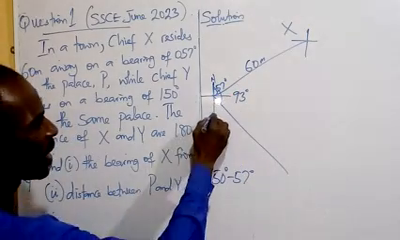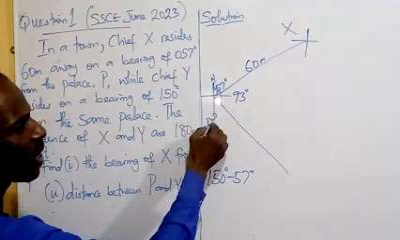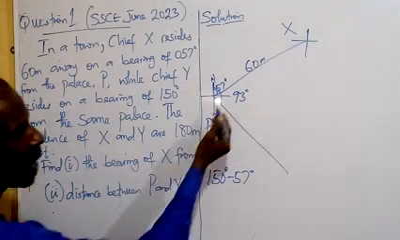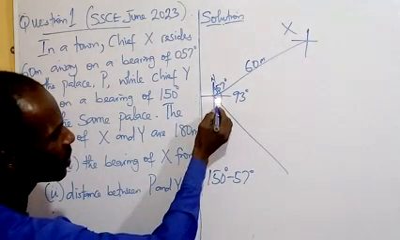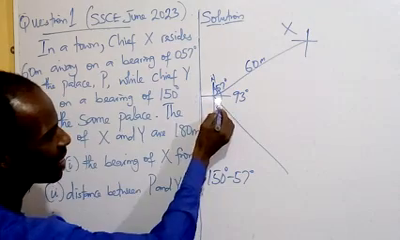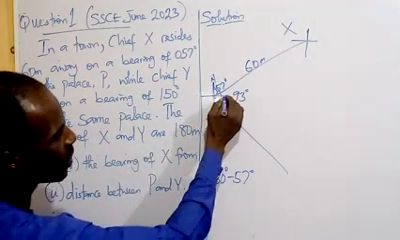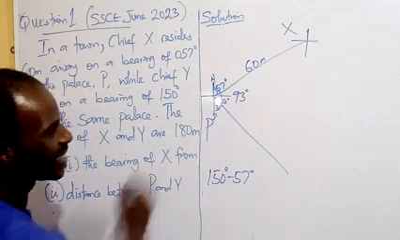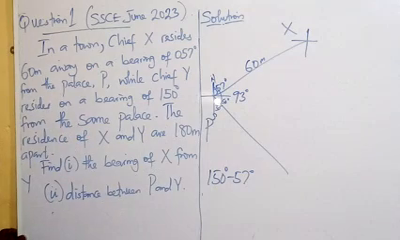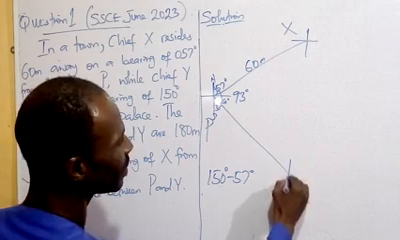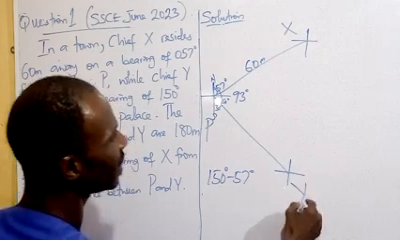Don't forget, the movement from north to south is a complete 180. But you have 150 here. Therefore, this space is what? This space is 30 degrees. So this is 60 degrees. All right? It's very, very important. So Y is here.